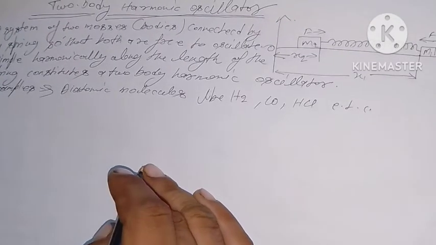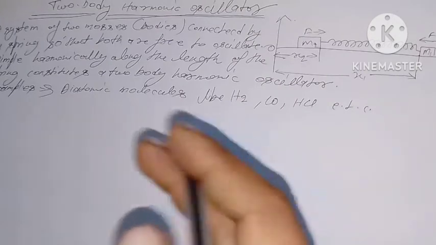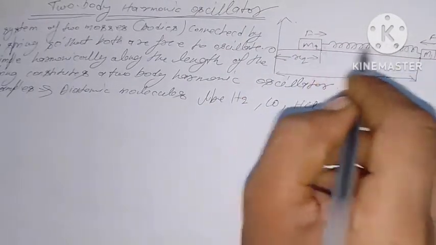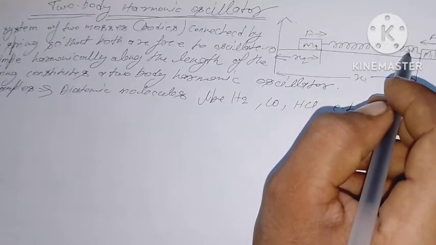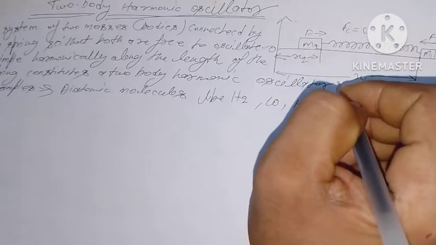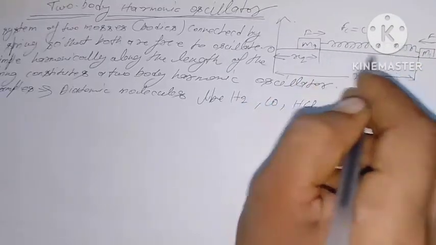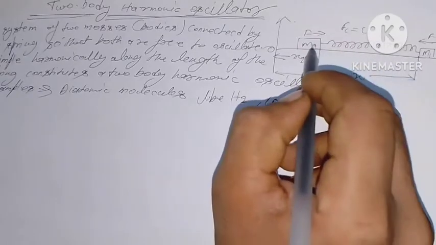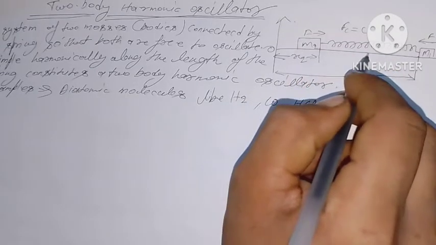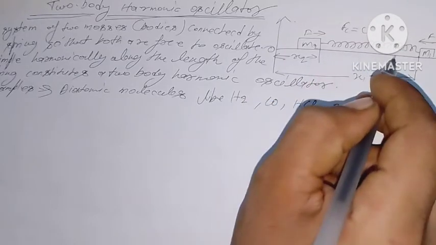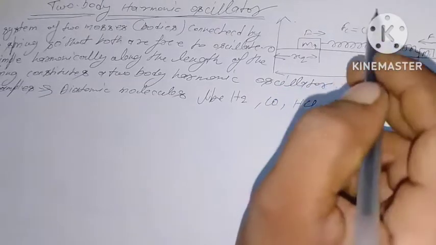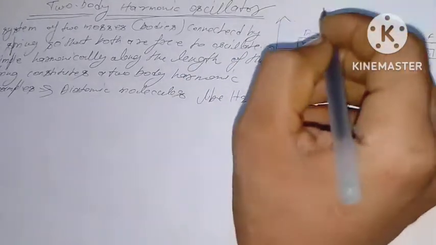Let us consider the general case of a two-body oscillator consisting of two masses m1 and m2 connected by a spring of force constant C, free to oscillate on a frictionless surface. The two masses m1 and m2 are connected to each other by a spring and are free to oscillate on a frictionless surface, and the spring constant is C. Let the normal length of the spring be L.